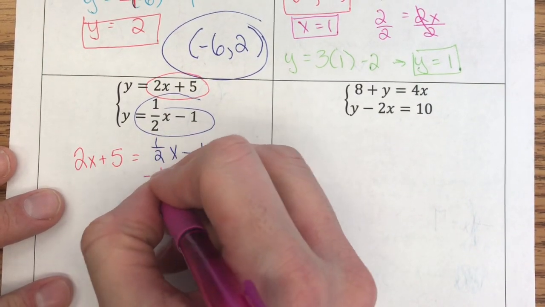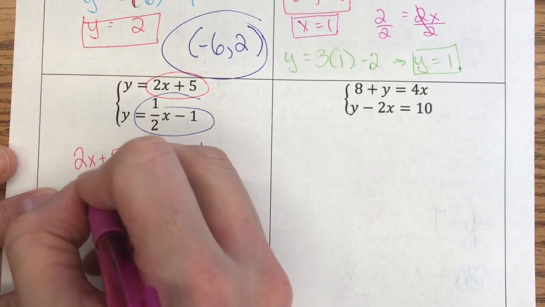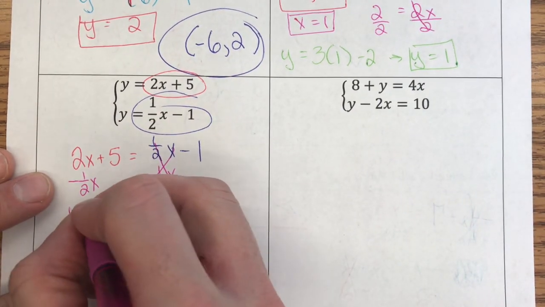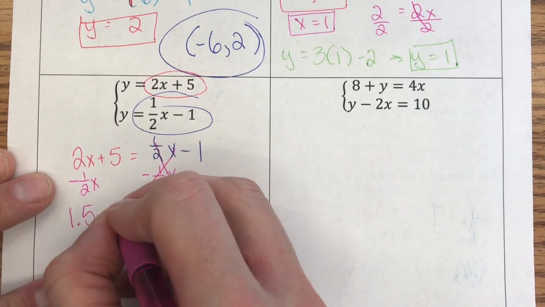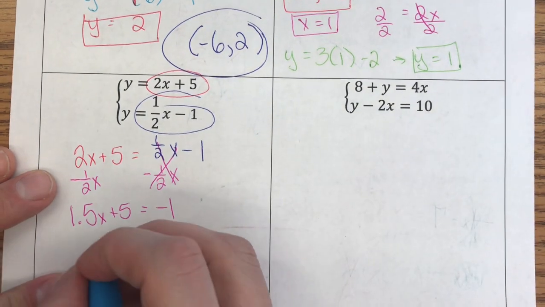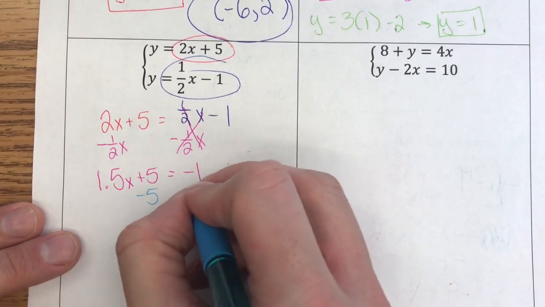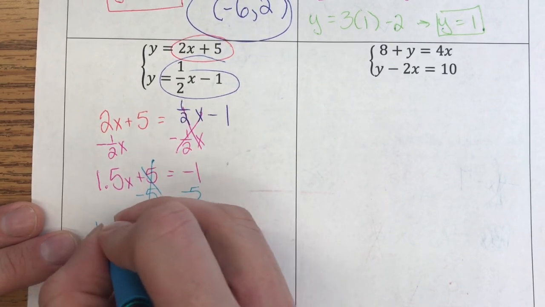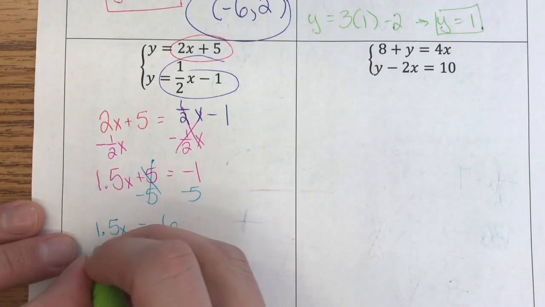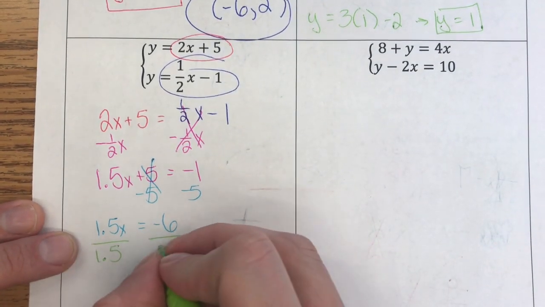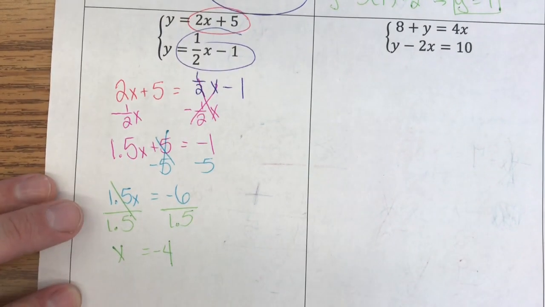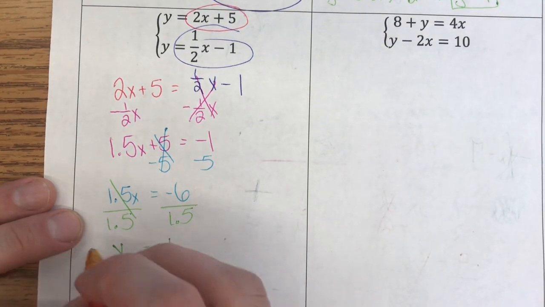So let me see. Why don't I subtract half of an x? Subtract half of an x. Cross you out. 2x minus half of an x is 1.5x. Drop down the plus 5. Drop down the minus 1. Now it's a two-step equation. Subtract 5 from both sides. 1.5x equals negative 6. Divide both sides by 1.5, and x is going to equal negative 4. Okay? Now I have to solve for y.